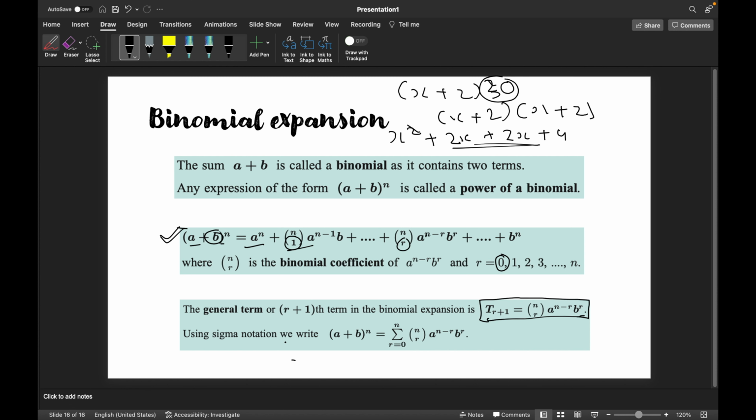And using sigma notation, we write (a + b)^n as the summation from r = 0 to n, which means it goes 0, 1, 2, 3, in increments of 1 until it reaches n. And this would be nCr into a to the power of n minus r into b to the power of r.